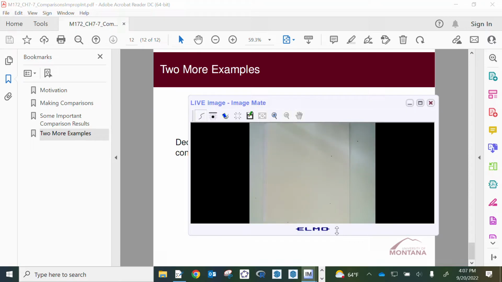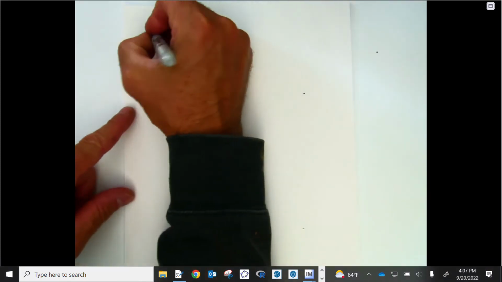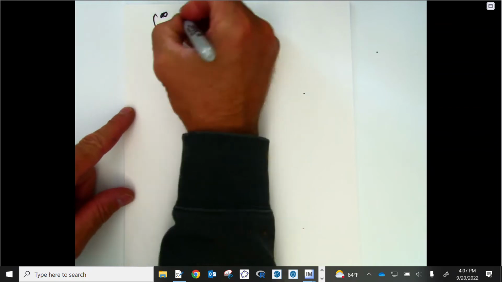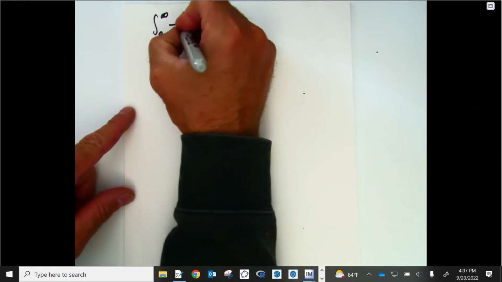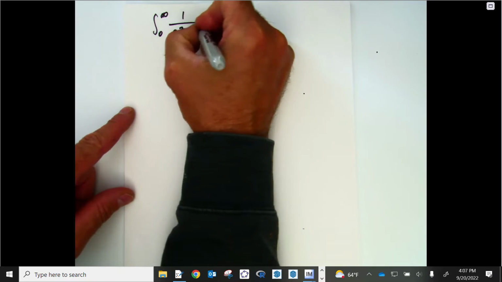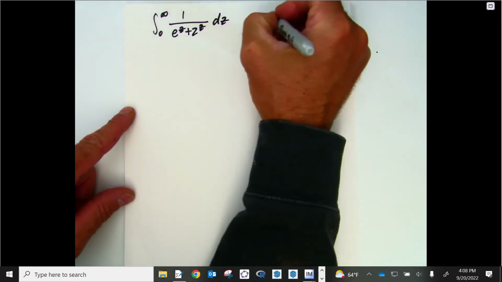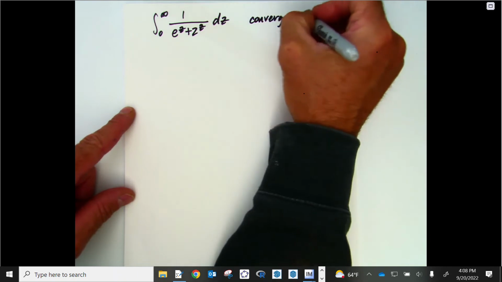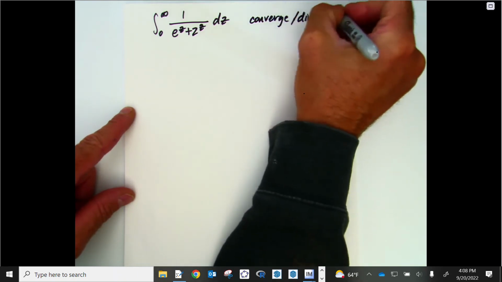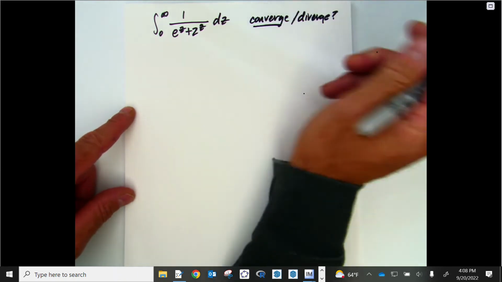So I'll switch over to my ElmoCam, and so we're trying to find out: does the integral from 0 to infinity of 1 over (e to the z plus 2 to the z) dz converge or diverge? And our guess is that it converges.